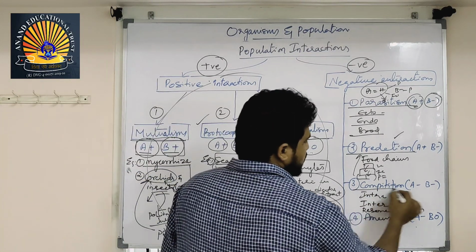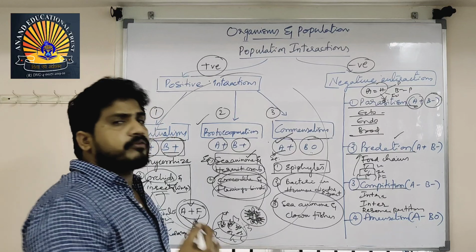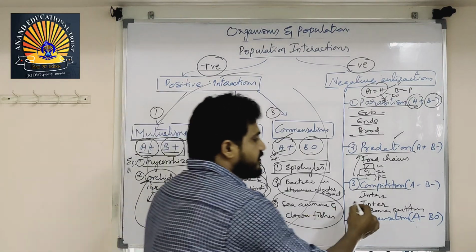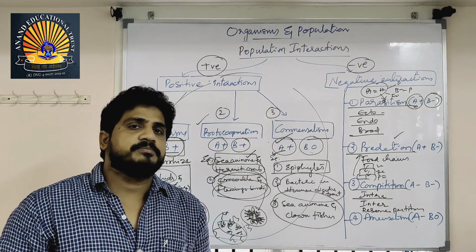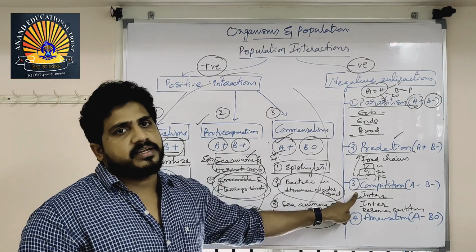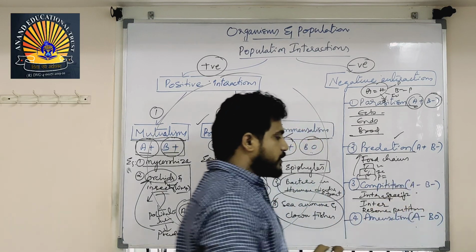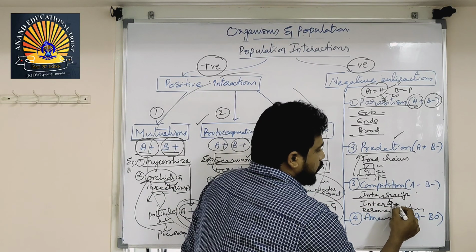Next, competition. The competition for what? For food or maybe shelter. This competition is very severe between members of the same species. That is called intraspecific competition. Next one is interspecific competition.